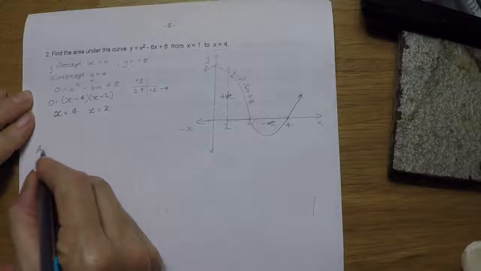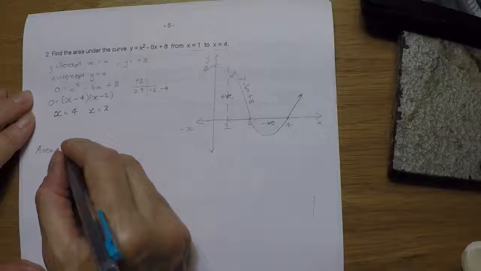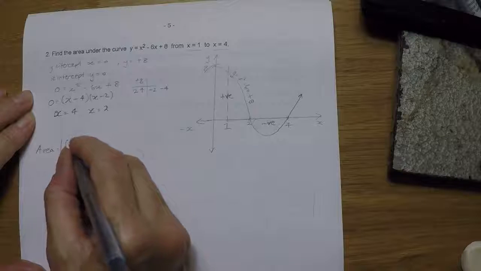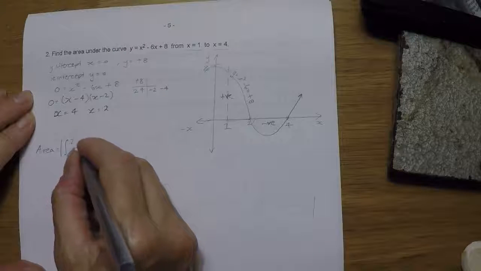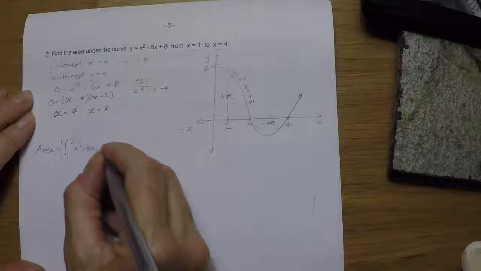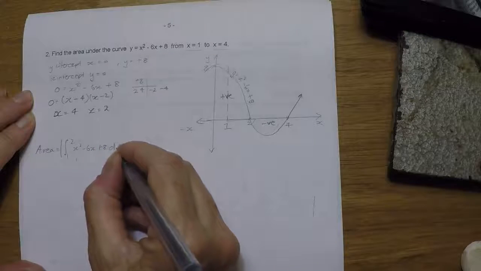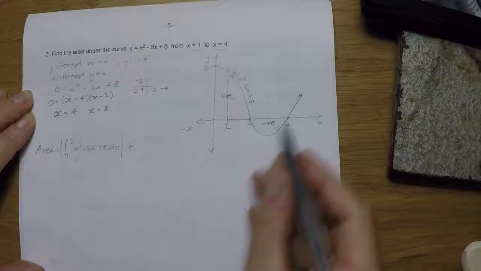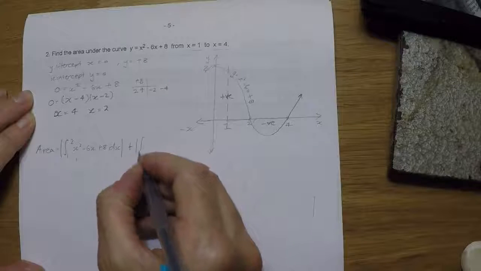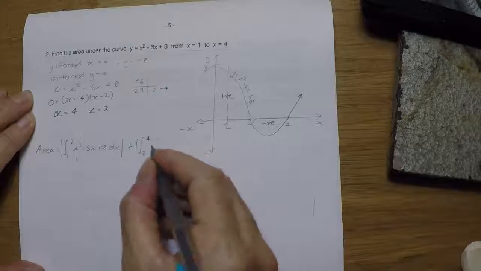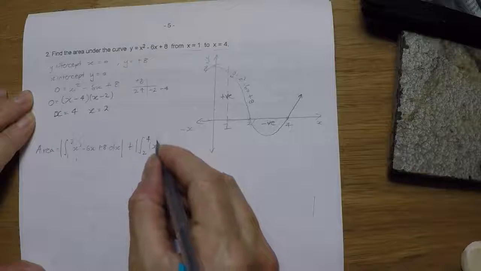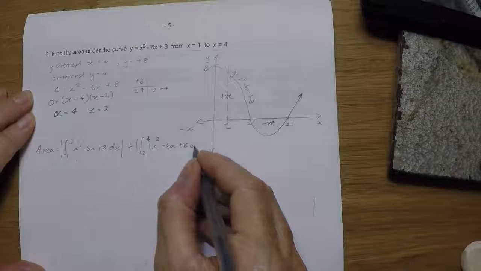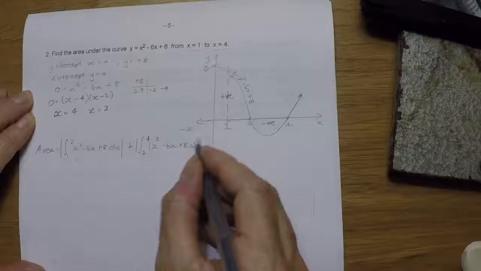So the area is equal to the absolute value of the integral between 1 and 2 of x squared minus 6x plus 8 dx, plus the area between 2 and 4 of the same x squared minus 6x plus 8 dx. Nearly running out of room here.